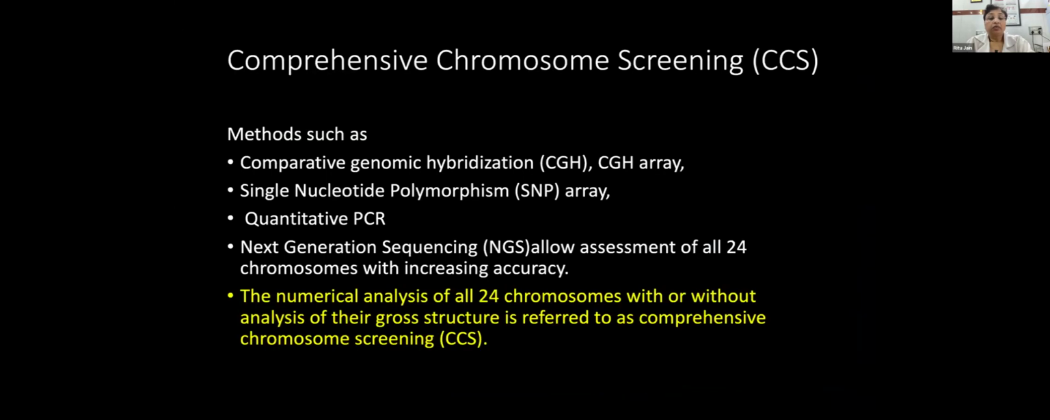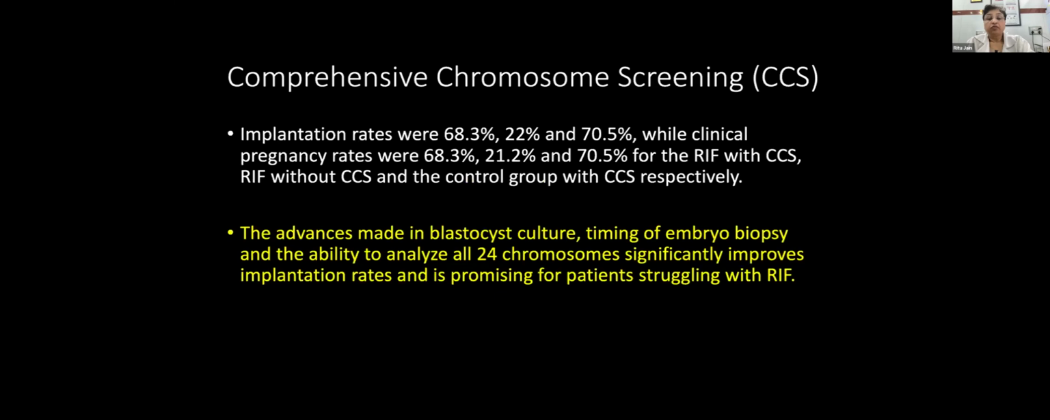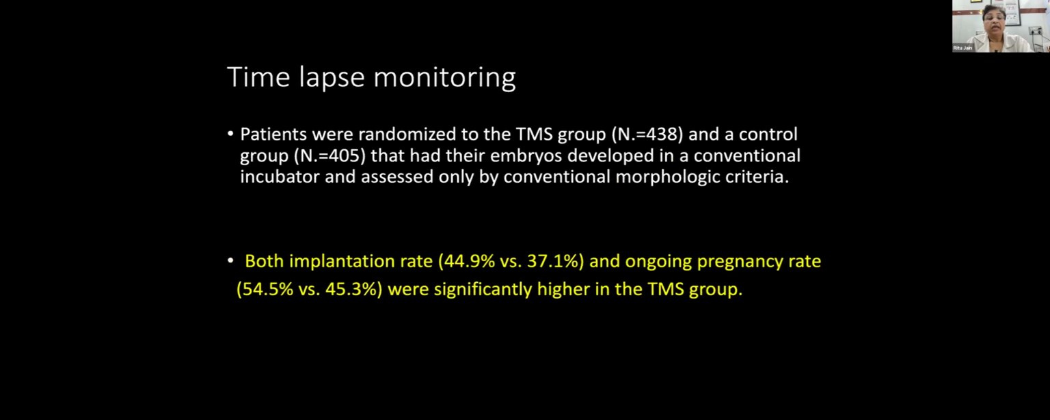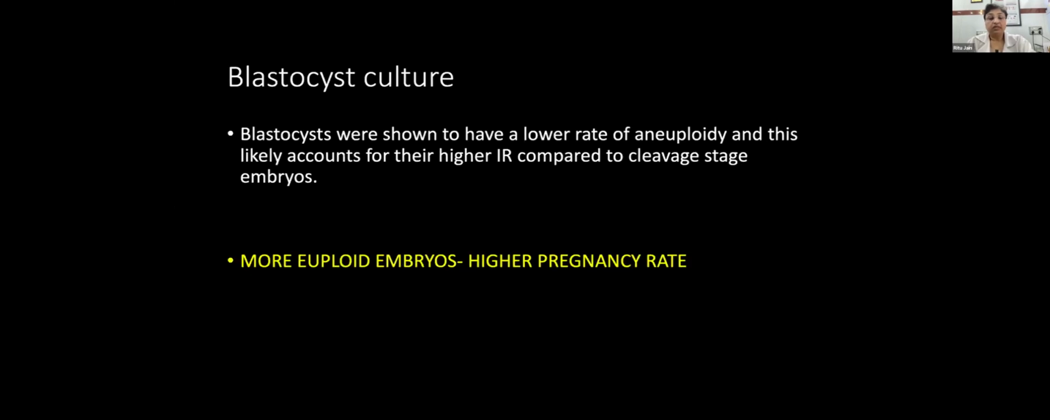What is actually needed is numerical analysis of all 24 chromosomes, that is comprehensive chromosome screening, which can be of help in patients with RIF. Time-lapse monitoring improves the implantation rate by helping us select a better embryo, knowing the morphokinetics. It improved the pregnancy rate.